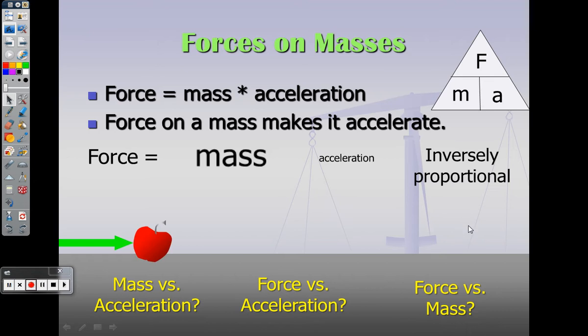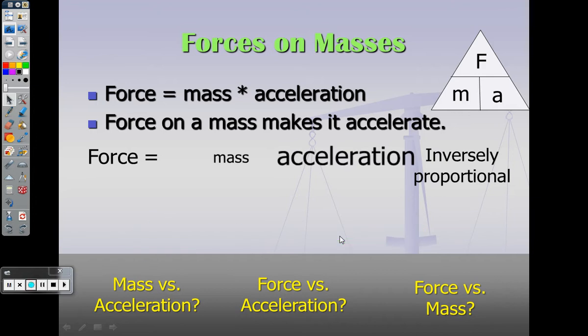Okay, so what if we do this? What are we doing with the mass? Okay, yeah, we're decreasing the mass. Our force is the same, so what is that going to change? And that's going to increase, right? So it's going to go fast. All right.